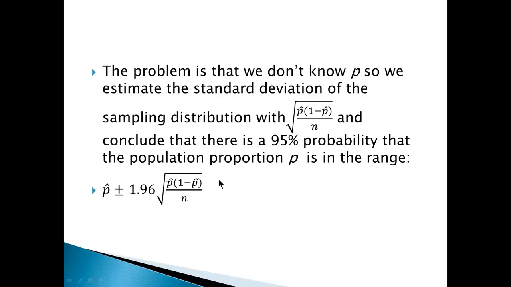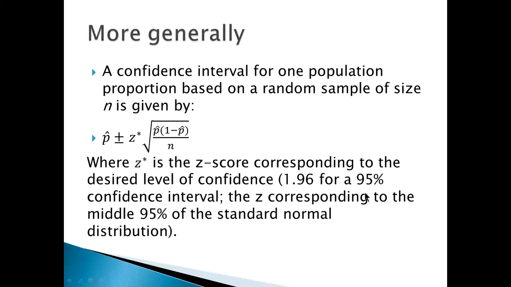More generally, the formula is p hat plus or minus z star, where z star corresponds to the level of confidence you want. So for 95%, 1.96. If you just needed 90%, it'd be that 1.645. And using norm_s_inv, you can find whatever z star needs to be.